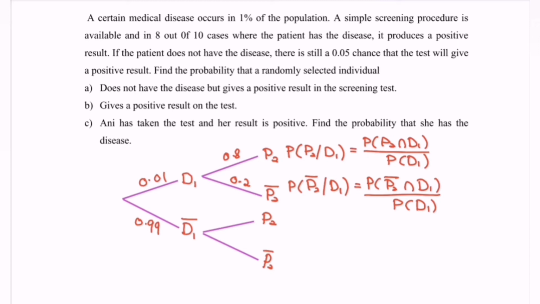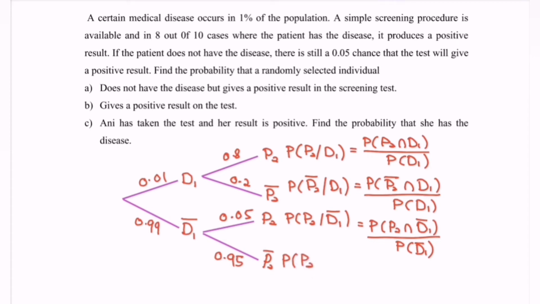Next, what we can see is if the patient does not have the disease, so kindly refer to the D complement, there is still a chance, 0.05, that the test will give a positive result. So here we will have the situation 0.05. So the probability of positive, given that the patient is healthy, is the probability of P2 intersect with the complement of disease over the probability of the complement of disease. Finally, we have 0.95, the probability of the patient having negative in the test given that the patient is healthy. And we have the formula: probability of negative intersect with the healthy people over the probability of the healthy people, or without the disease.